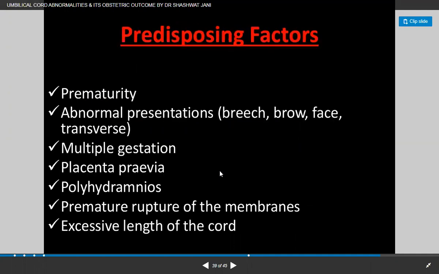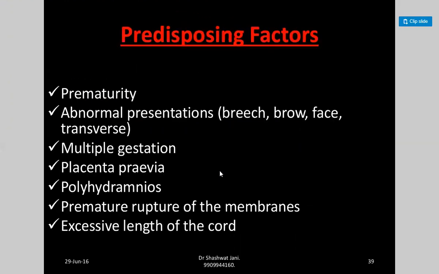So predisposing factors are sometimes prematurity, sometimes abnormal presentations, that is breech presentation, brow presentation, face presentation, transverse presentation. These are abnormal presentations. What is the normal presentation? Vertex presentation is the normal one. Anything other than this is abnormal. Or sometimes there are multiple gestations, twins for example, that you can think about.